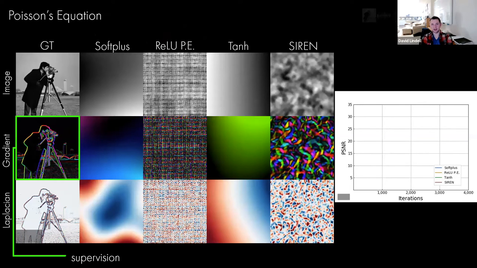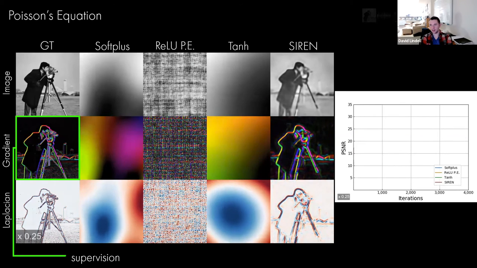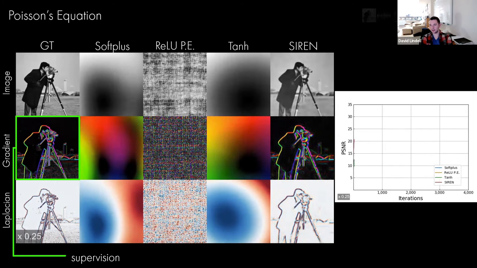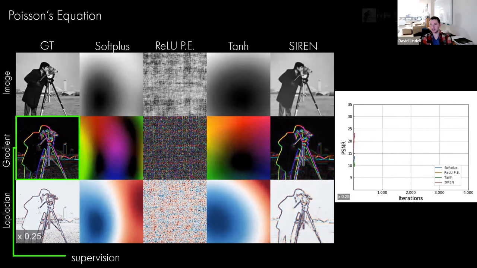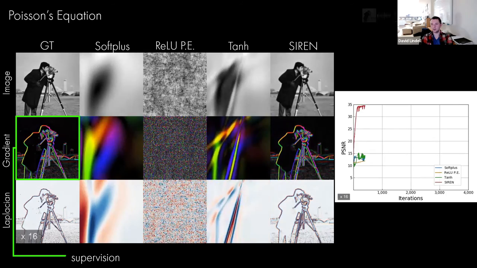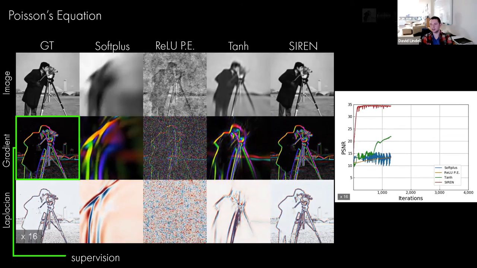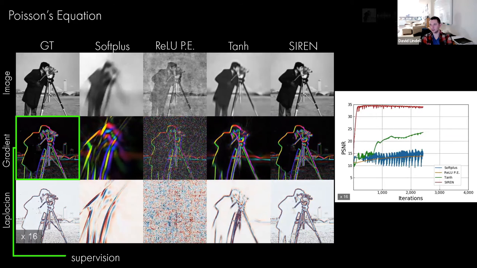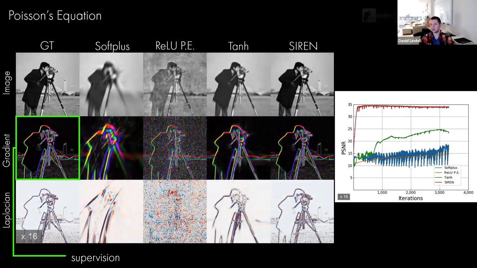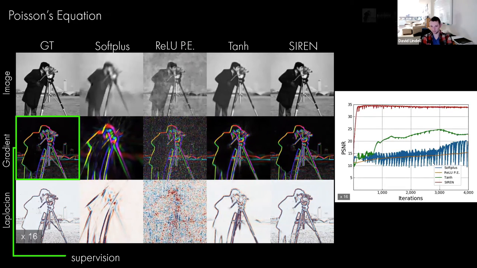Again, this is supervising not on the image directly, but on the gradients shown in the green box. And when we run this with SIREN, just by supervising on the gradients and then evaluating the normal output of the network, it actually gives you back the image. So the network is actually solving the Poisson equation by this method of supervision. And actually it's the only network architecture that we tested that was able to do so. It accurately gives you both the image as well as the second order gradient information.